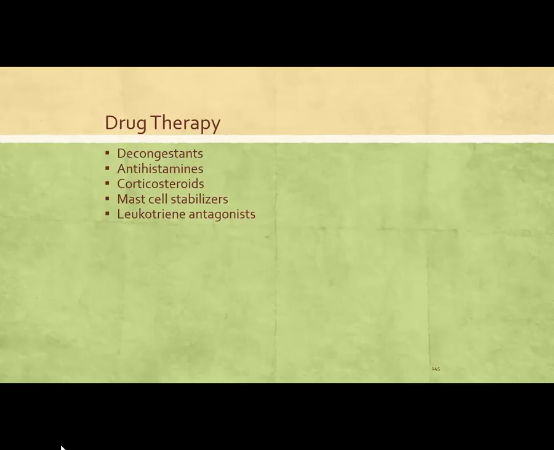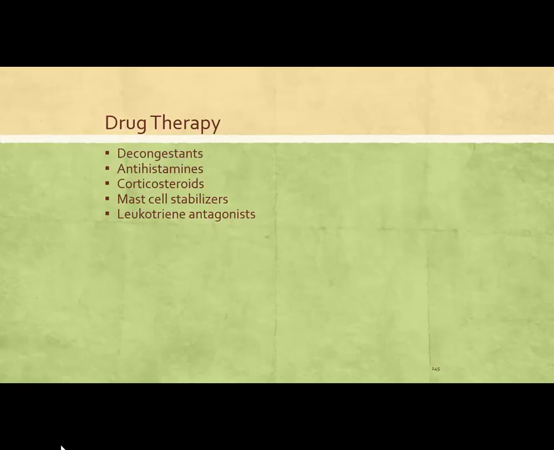Mast cell stabilizers can come in nasal sprays. So cromolyn sodium is one that helps prevent mast cell membranes from opening when that allergen binds to the IgE. So the mast cell stabilizers are really going to be good for patients that have allergic rhinitis, but they're not really useful in patients that are having acute episodes.